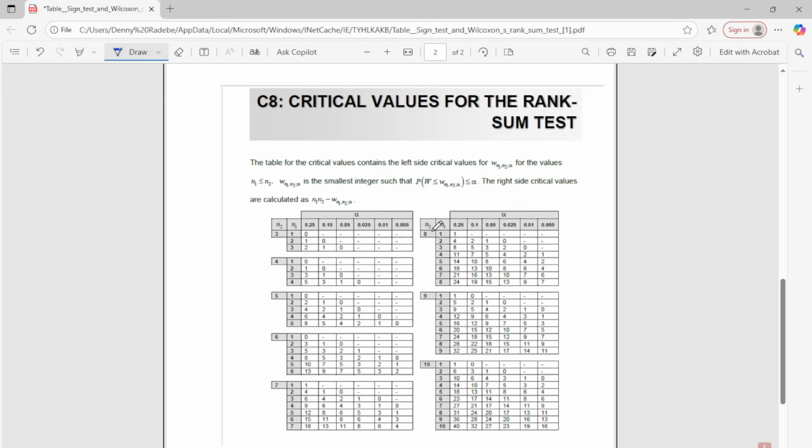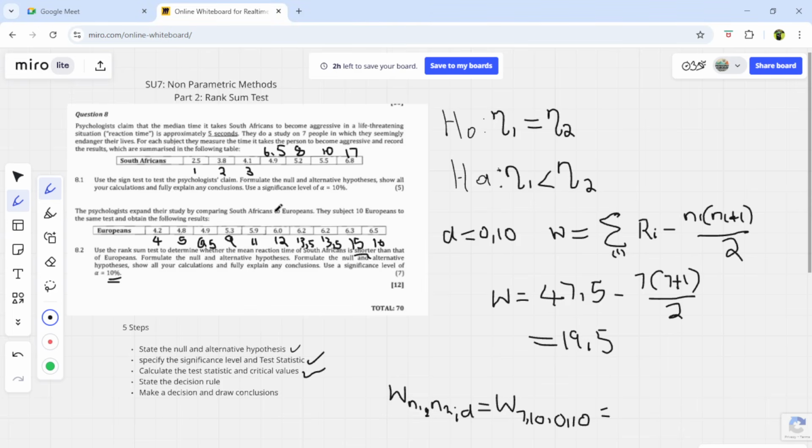Now this table is where it gets a little bit tricky for most students, because they started with the N2. You see here they said N2 before N1. Now this is how you're going to look at it. The first thing to look at is the second sample size. In our example, the second sample size is 10 Europeans.